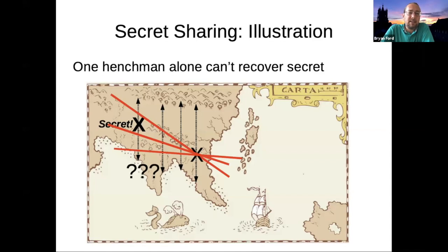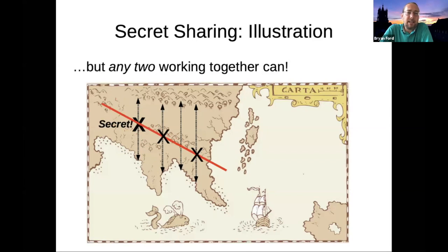So the one defecting henchman who's trying to go back with his map has only 1 X, and he can draw an infinite number of lines through that X, and he won't have any idea where the secret actually is. But if you have any 2 henchmen working together, they can draw a line through their 2 X's and find exactly where the secret is, right? So very simple, but very beautiful, and works great.